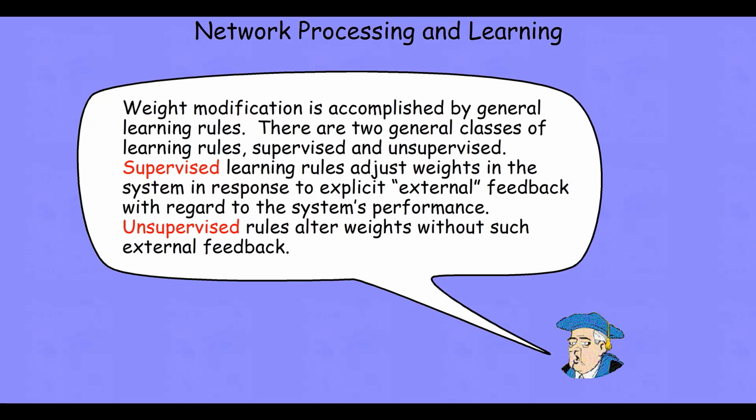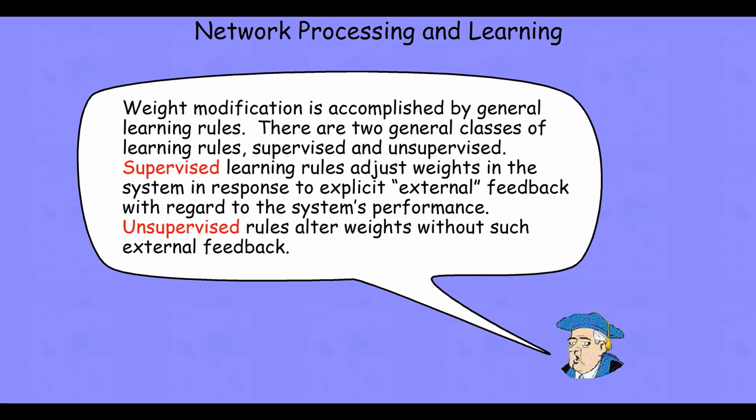Weight modification is accomplished by general learning rules. And there are two classes of such rules. There are supervised learning rules and unsupervised learning rules. Supervised learning rules adjust weights in the system in response to explicit external feedback with regard to the system's performance. So the system will respond to a particular input. Its response will be evaluated relative to the correct output, and then weights will be adjusted in accordance with the error that they are thought to have generated in the output.